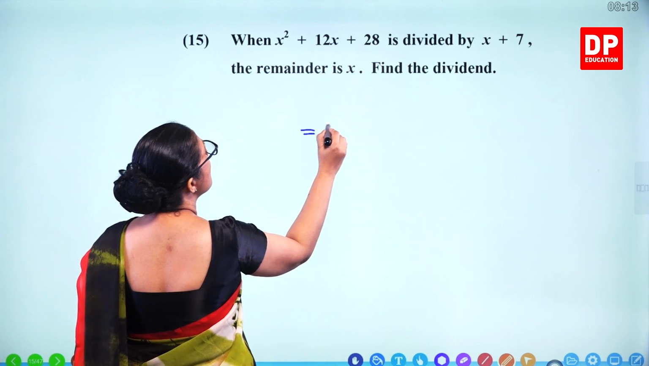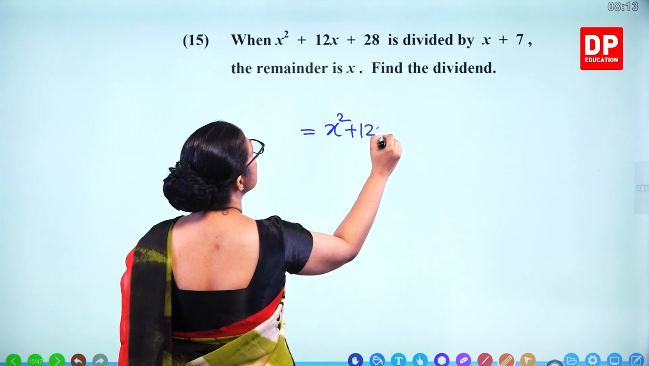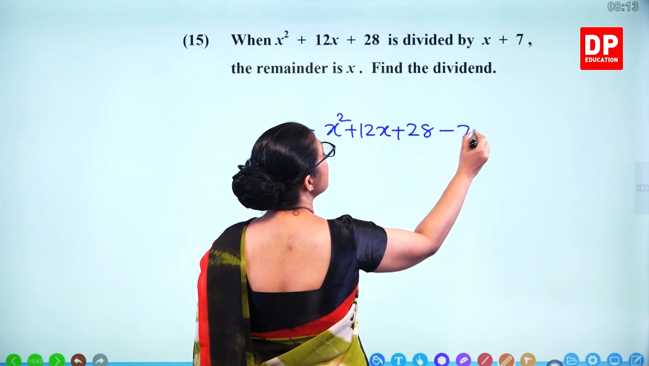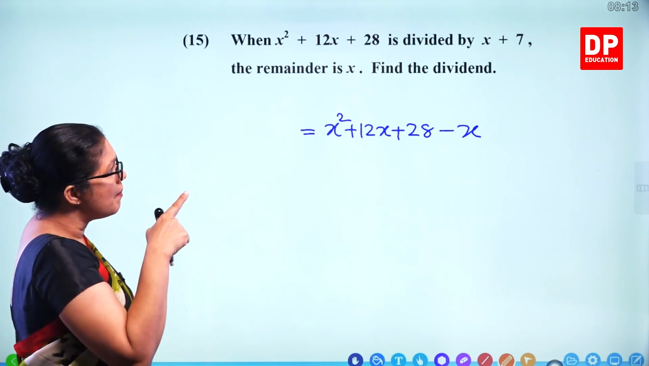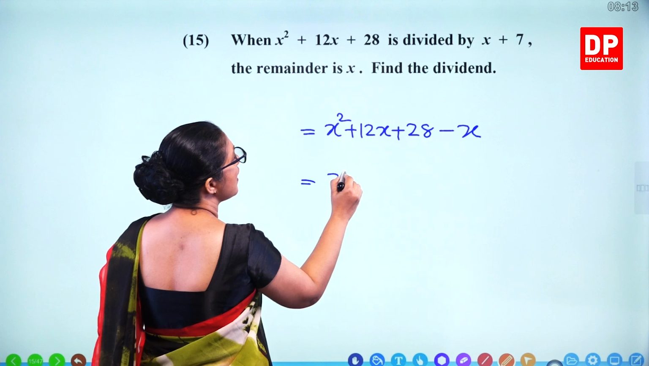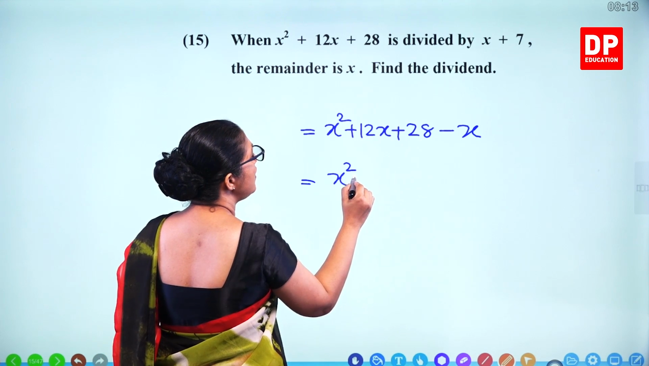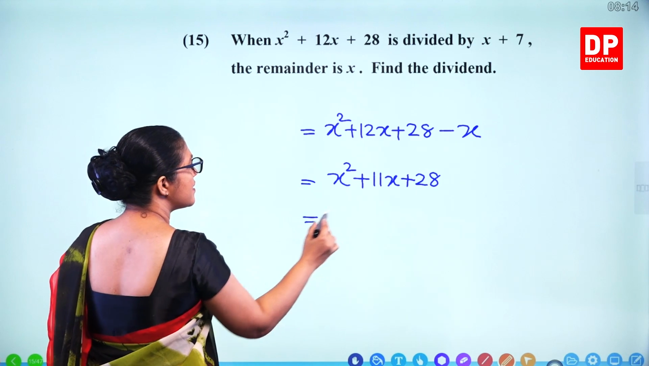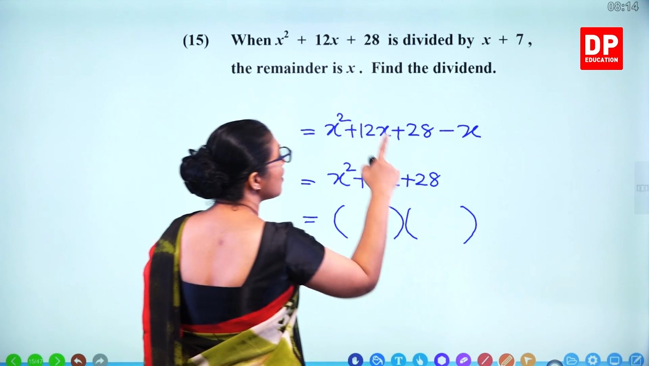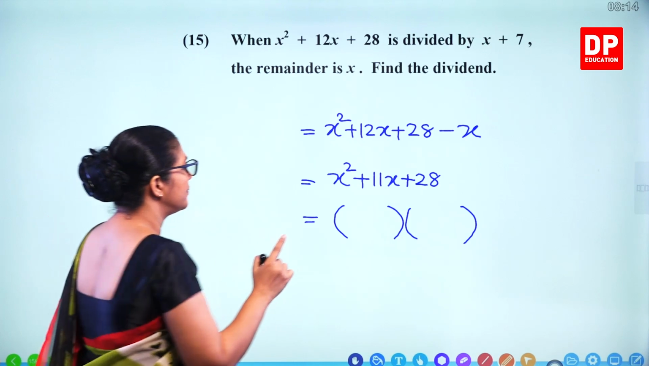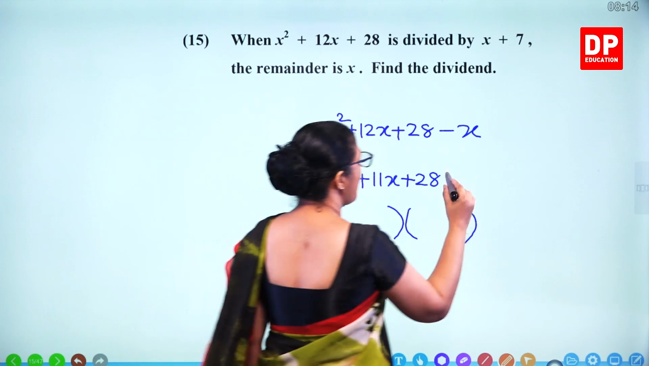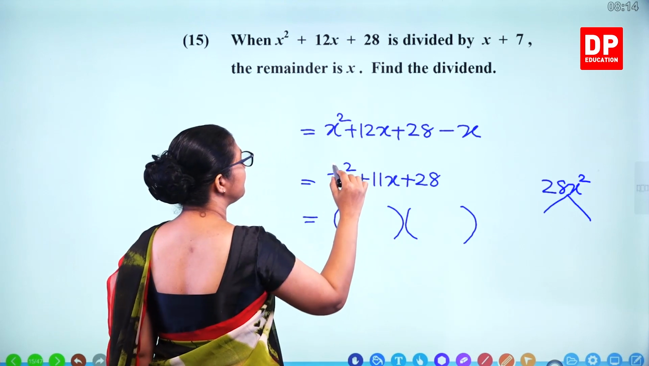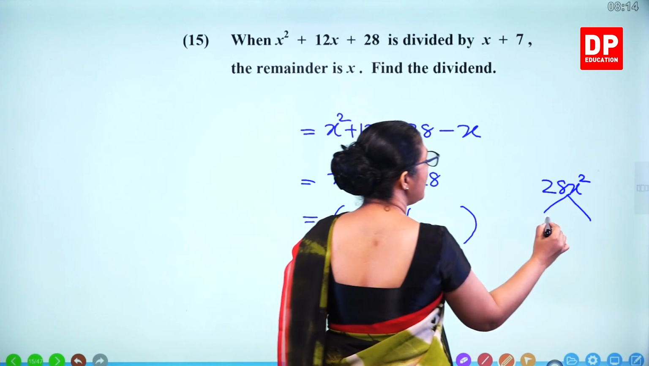So this becomes x squared plus 12x plus 28. This is x there, so you have to subtract x. Then that is divisible by x plus 7. You get x squared, 12 and 1, you get 11x plus 28. Now when you factorize this, you get one factor, x plus 7. So how do you factorize? Plus 28. What are the factors to get 11? 7 and 4.